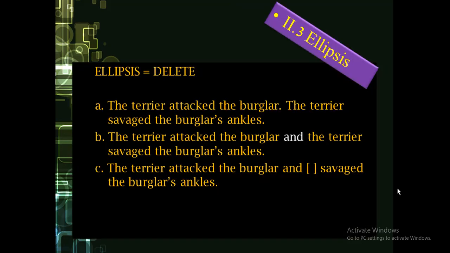Then the next way to test a phrase is by ellipsis. Ellipsis means deletion. For example, A: The terrier attacked the puller. The terrier savaged the puller's ankles. And we can combine the two clauses into one clause. The terrier attacked the puller and the terrier savaged the puller's ankles. We combine them by the word and. The terrier attacked the puller and savaged the puller's ankle. It is also understood or accepted because we do not need the subject to be said twice in a sentence.